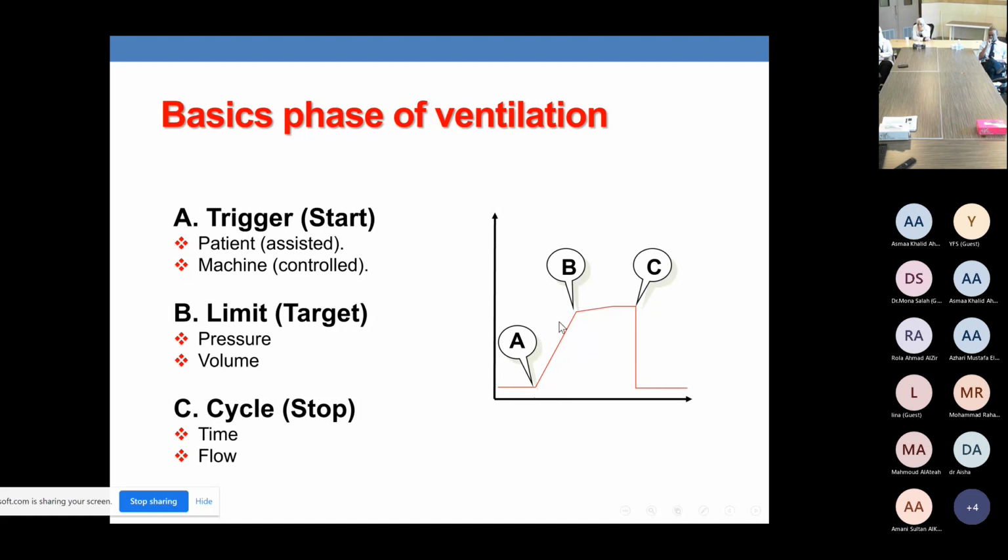And this is, of course, determined. Before, we were doing it manually, you needed to play with the flow to get this rise time. Now you get it as a number, and you reach the target, and you need to keep it in plateau for the inspiratory time till you reach the cycle, meaning the time to stop, the time to open the exhalation valve. So the expiration will happen. Then you go again for another cycle, and so on.